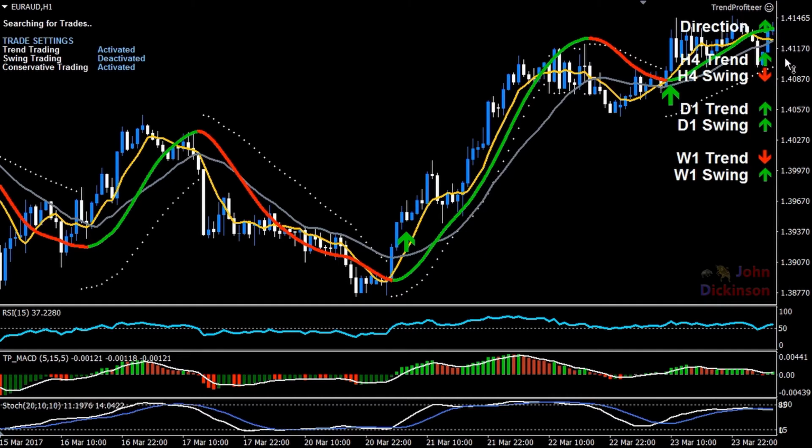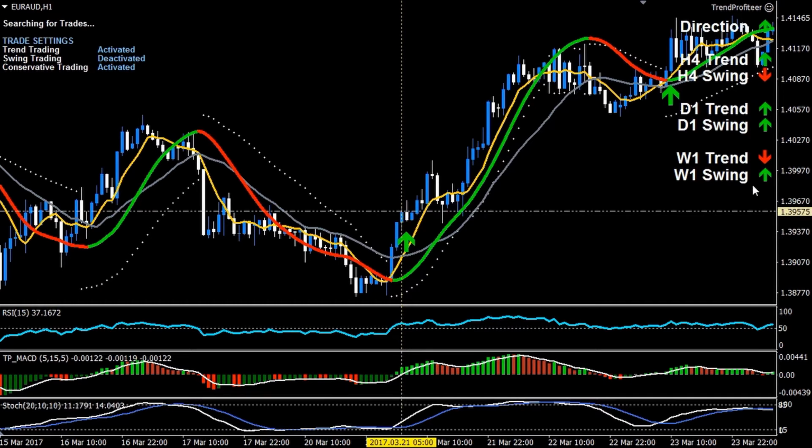The overall direction is up with at least 4 of the 6 high time frames pointing up. Trend follower has turned green. We've got the yellow moving average crossing over the slow moving average. I'll just place a marker here for the actual trade, the alert of the signal.